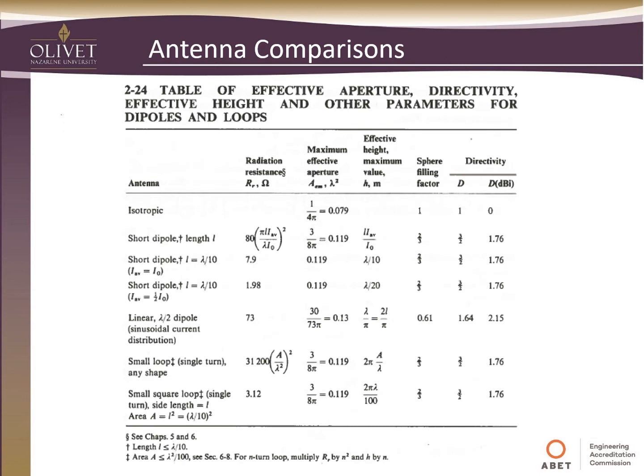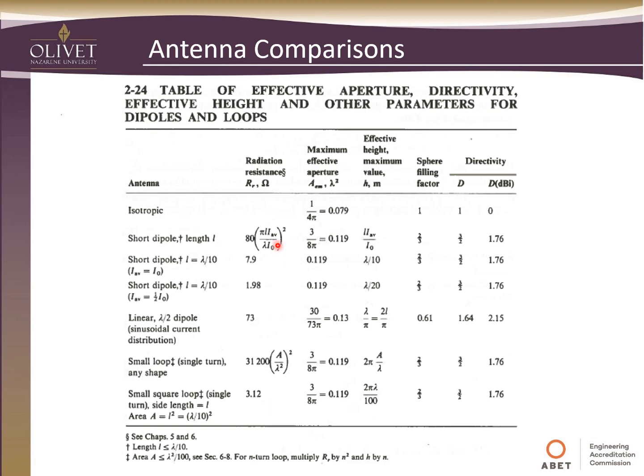If you were to work in the field of antennas, you can find these tables, and actually way more than this. This is just a sample page of some of the characteristic things that you can calculate for antennas to compare them. Most of these are short dipoles. So you can have a short dipole of length L where L is lambda over 10, with average current I0. Same thing with an average exciting current of half I0. Linear lambda over 2 dipole with sinusoidal current distribution, a small loop single turn of any shape, and so on and so forth.